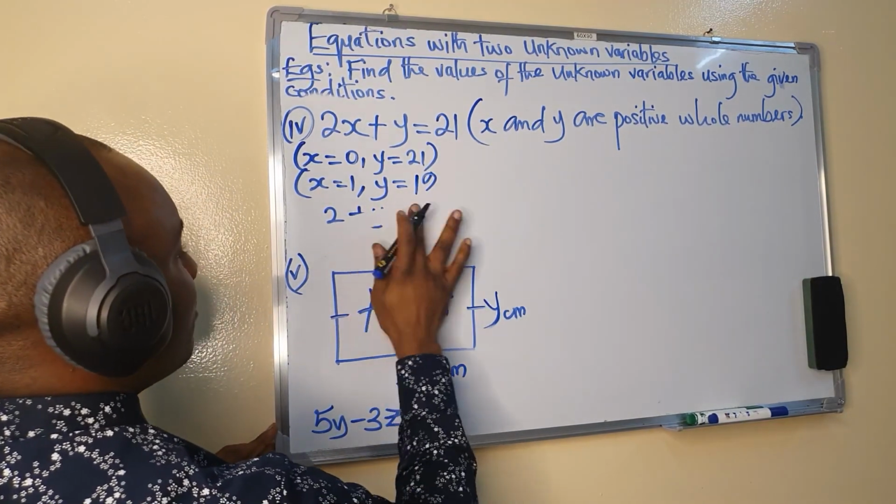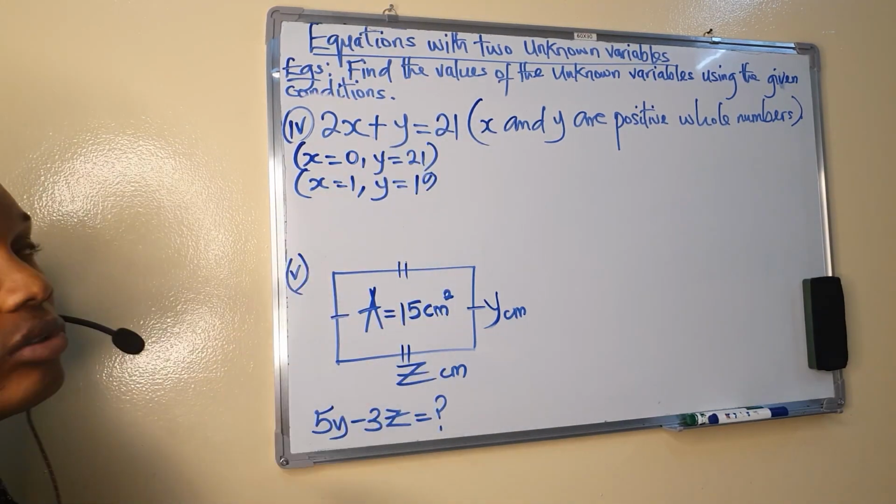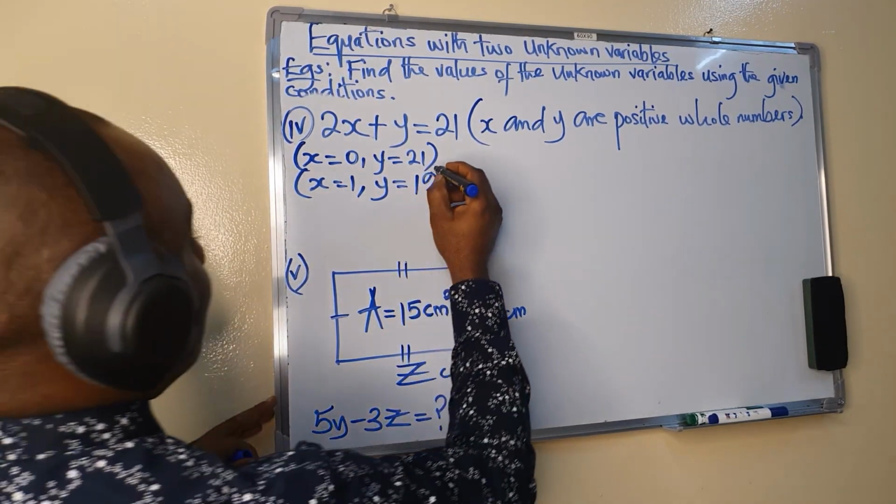That's clear, yeah? Did you notice something here? All I did was to subtract the number 2 from 21 and I got 19. Okay, the next pair is gotten.